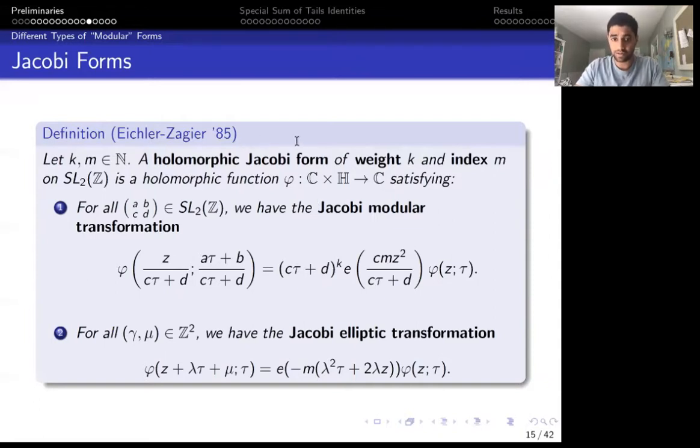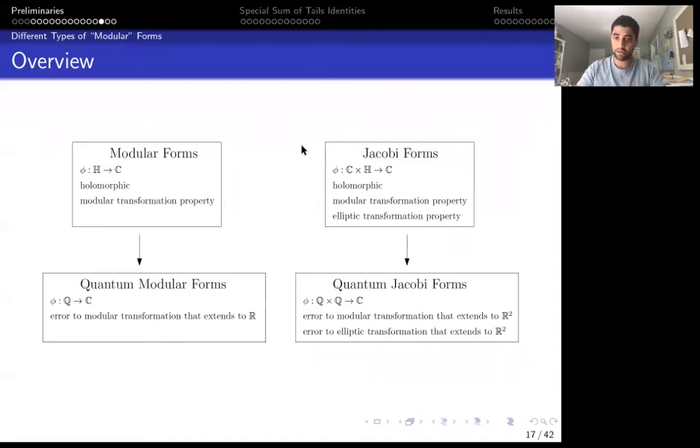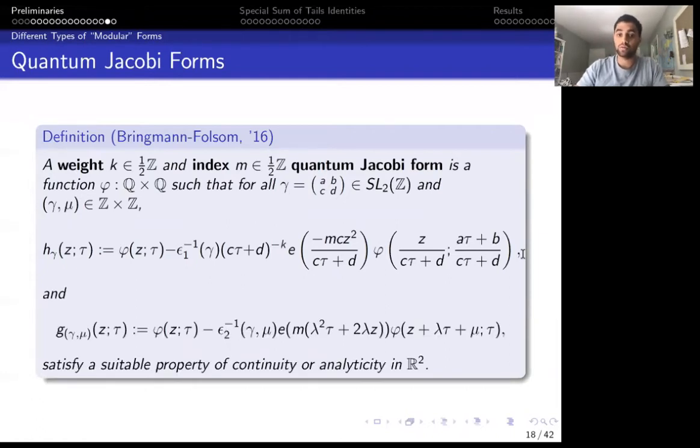This is somewhat old, as you can see, so Jacobi forms have been around for quite a while, of course not as long as modular forms. And again, we can proceed how we had before with going to quantum modular forms, where we introduce some sense of error. We can do the exact same thing here in the Jacobi case. So here's the definition of a quantum Jacobi form, where now we're on Q cross Q, and we have this error, which corresponds to the modular error, and we have this error which corresponds to the elliptic error. And now, again, this is left somewhat vague in order to encompass as many different examples as we can.